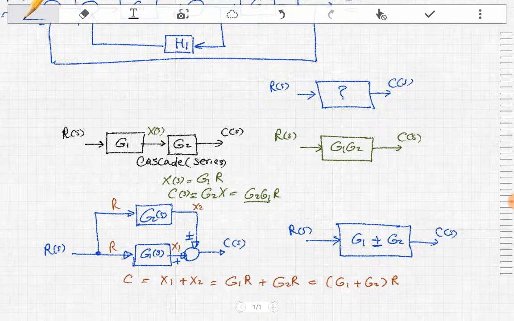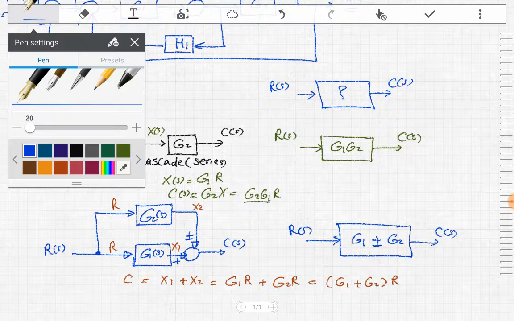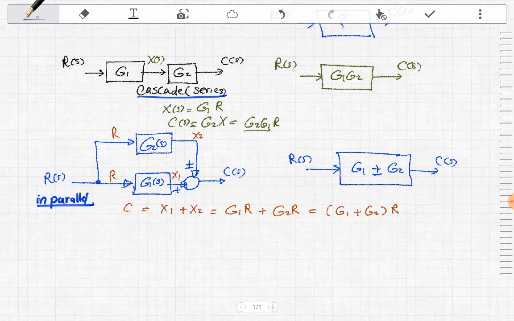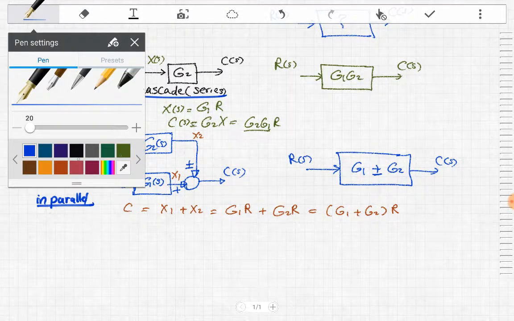So what do you call this block diagram? We call it in parallel. Yeah, this is in series, this is in parallel. So let's write, that's in parallel. Block diagram in parallel. And the other one you see is okay. Let's now look for something else.